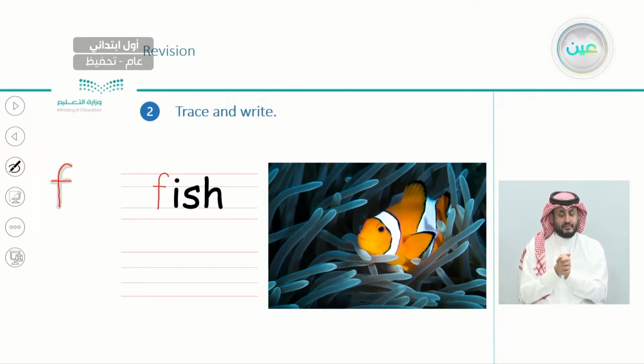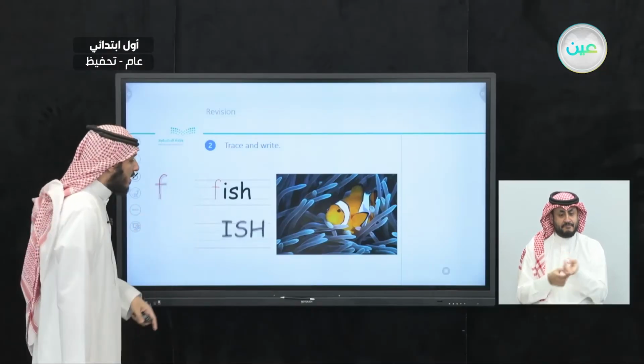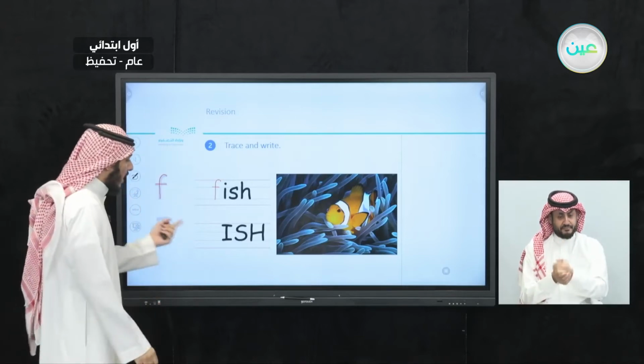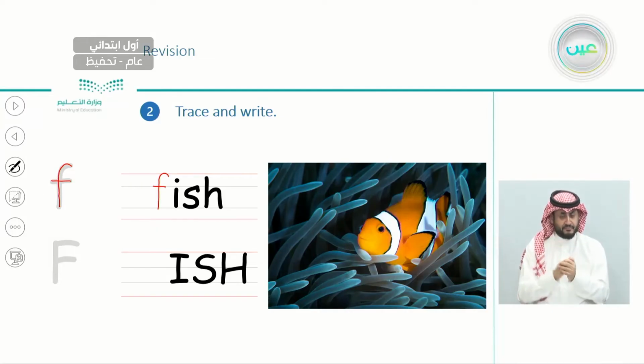Excellent. Okay, after that we have also fish, but now with capital letters. So again, fish, let's trace the letter F in capital form, a line like this, 2 lines like this. Start with line number 1, and 1, 2 like this. So this is capital F, fish. So we have fish, the same, small f, capital F, fish.